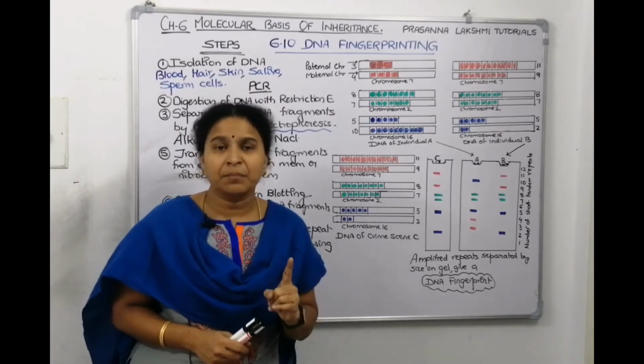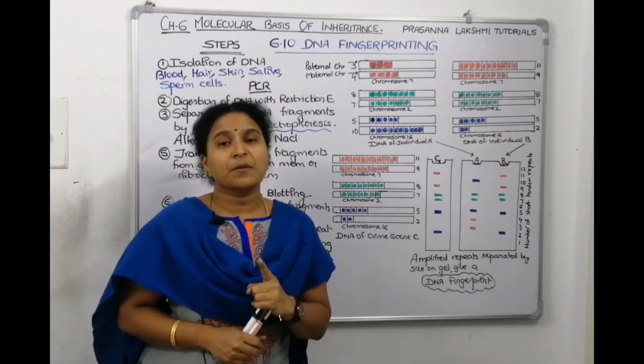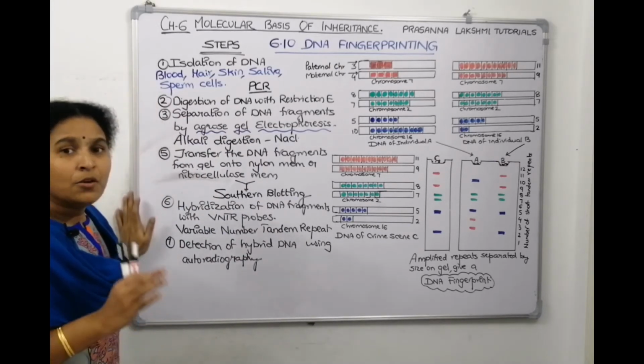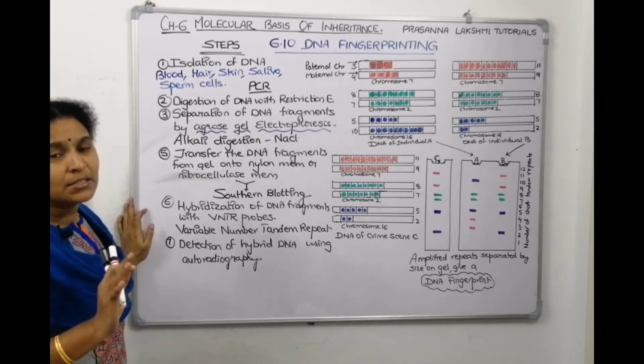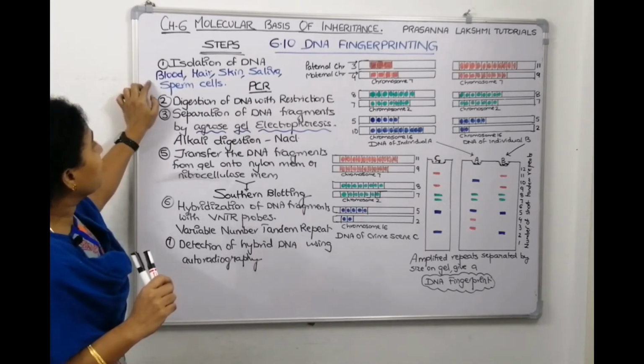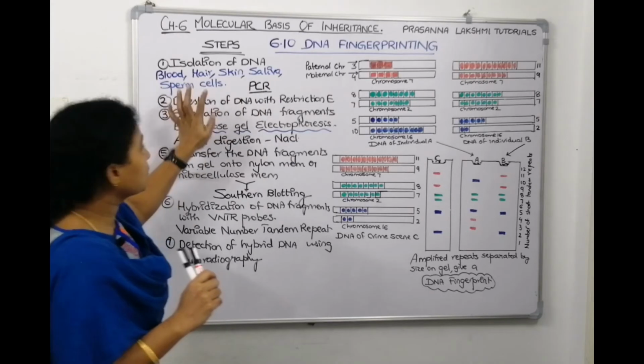Did you understand the steps of DNA fingerprinting? So again, let us see. First one is isolating the DNA. From where will you isolate the DNA? From the cell. What cells are available? It might be a blood cell, hair cell, skin cell, saliva cell or sperm cell.